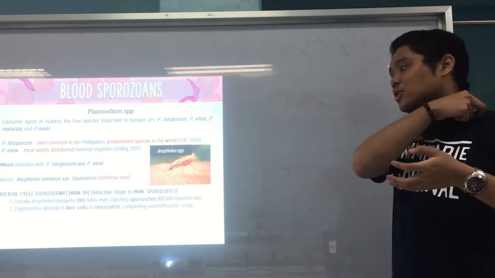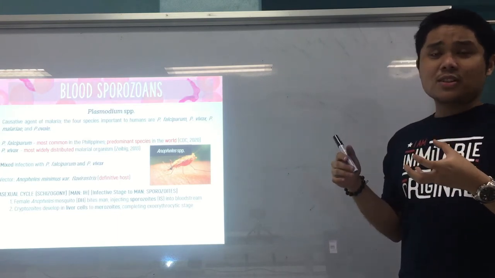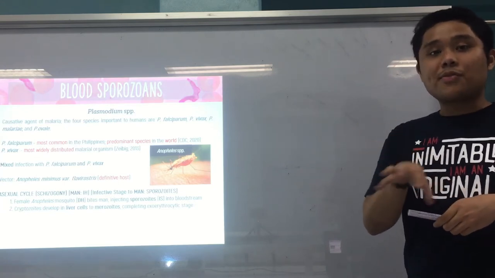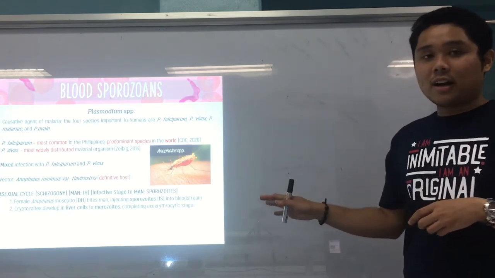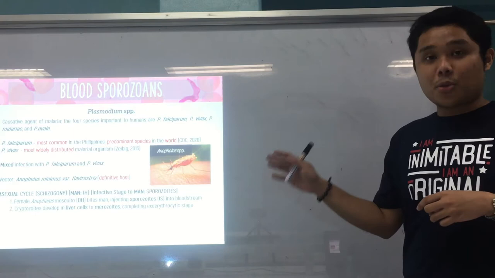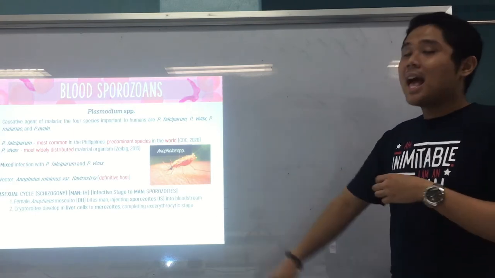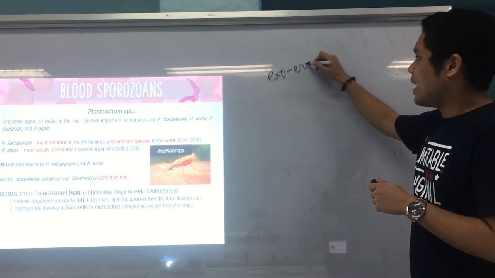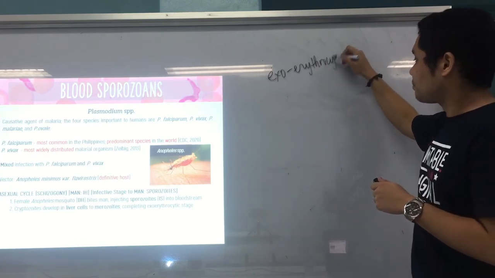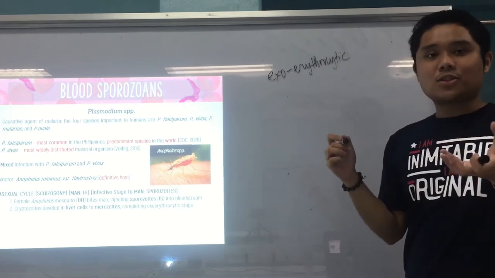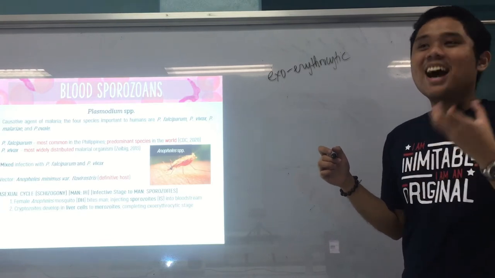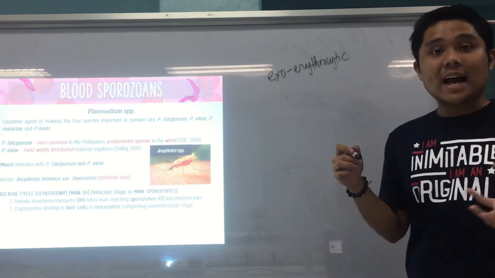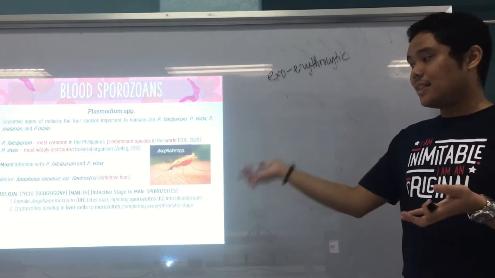Alright, and these merozoites now, in the liver cells, once they are mature enough, they then rupture the liver cells and now infect the RBCs, completing the exoerythrocytic stage. So this is what we call the exoerythrocytic cycle. Exo meaning outside. So it's the cycle that happens outside of the RBCs, in this case, in the liver cells.